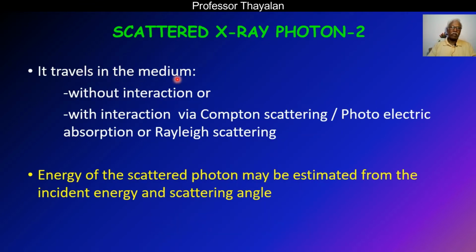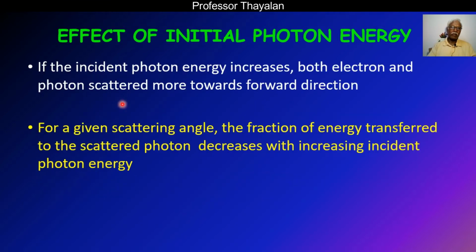The scattered photon travels in the medium without interaction or with interaction. If there is an interaction, it may be Compton scattering, photoelectric absorption, or Rayleigh scattering. The energy of the scattered photon may be estimated from the incident energy and the scattering angle. That means if you know the scattering angle and the incident photon energy, one can calculate the scattered X-ray photon energy by using the previous equation.